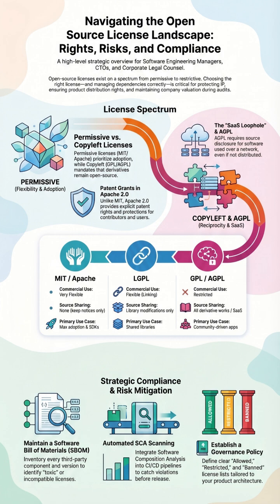Apache 2.0 includes an explicit patent grant from contributors. Okay, meaning what? When you contribute code to an Apache 2.0 project, you are legally stating, I grant anyone using this software a free perpetual license to use any patents I hold that apply to this specific code. Oh, wow. Yeah, it gives users absolute confidence they won't get sued by the creators. That definitely provides some peace of mind.